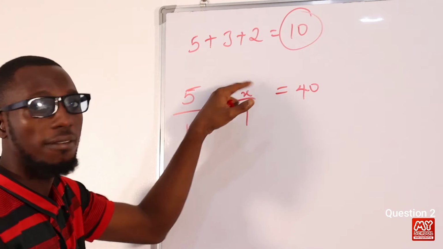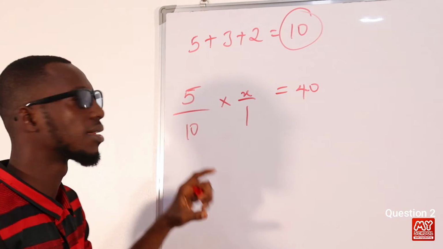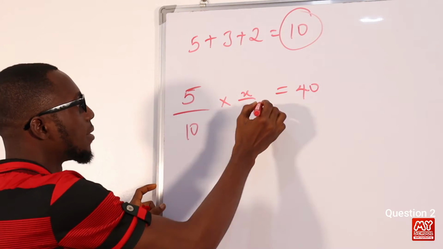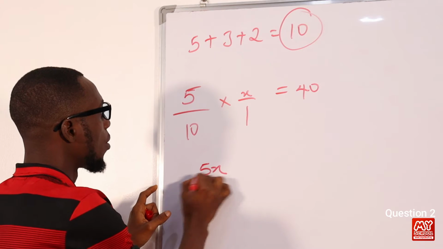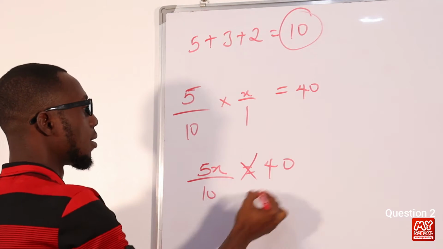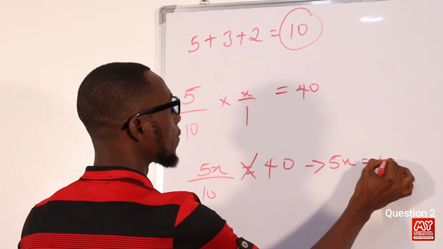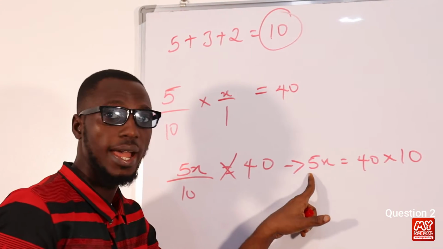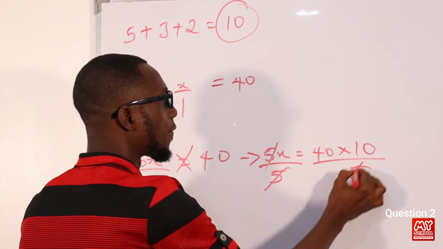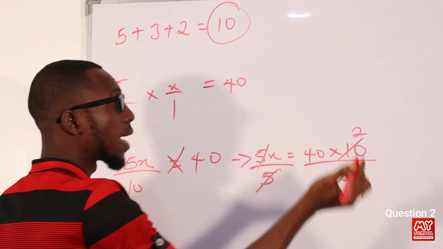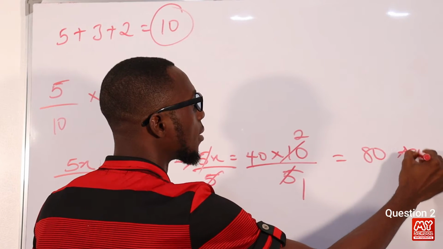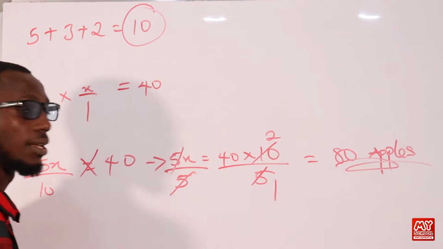That means we are looking for the total number of apples, such that the first person got 40 out of the total number of apples. So this is what we are going to do. 5 times x, that is 5x over 10, equals 40, right? So we have 5x equals 40 times 10. So we are looking for x. What do we do? Divide both sides by 5. So 5 here 1, 5 here 2. 2 times 40, that is 80. So the total number of apples is 80. Okay, so that is x.